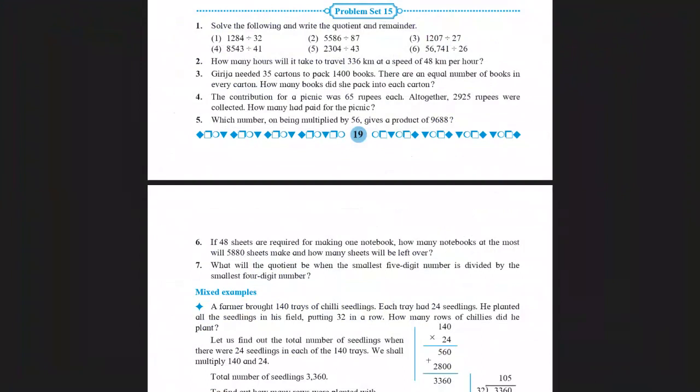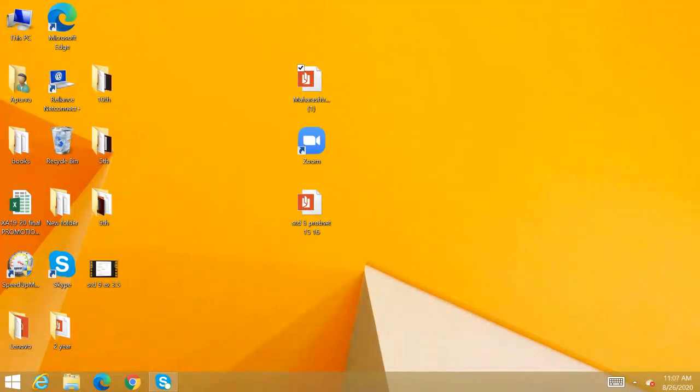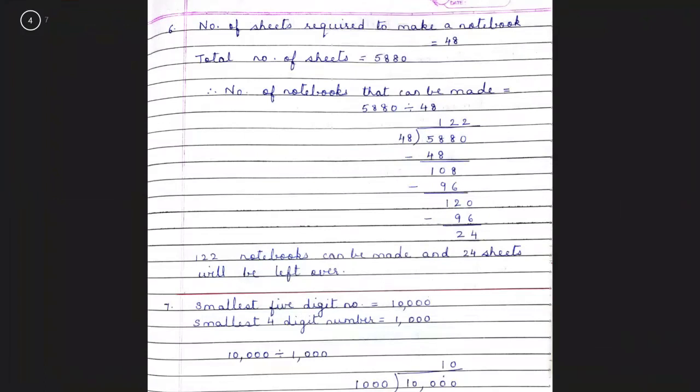5,880 sheets are there. So to find out how many books can be made out of it, what must we do? Total number of sheets divided by the number of sheets required to make one book. So 5,880 divided by 48 will give you the number of notebooks that can be made. I hope, children, by now, by looking at the sum, you are able to understand how to go about doing it. Okay. So number of sheets required to make a notebook, 48.